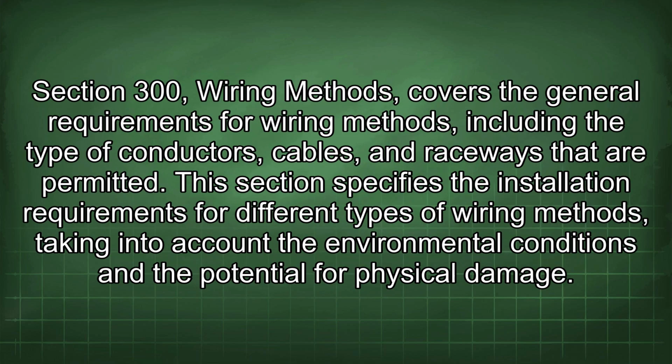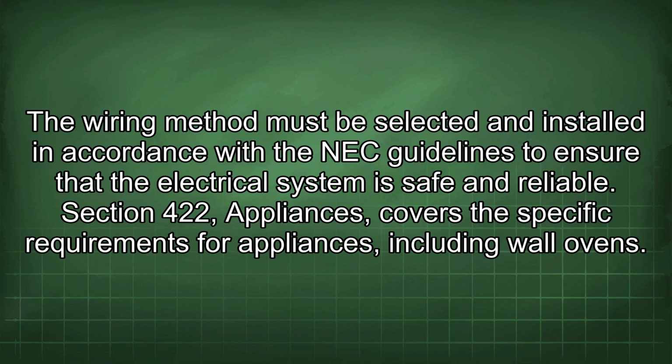Section 300, Wiring Methods, covers the general requirements for wiring methods, including the type of conductors, cables, and raceways that are permitted. This section specifies the installation requirements for different types of wiring methods, taking into account the environmental conditions and the potential for physical damage. The wiring method must be selected and installed in accordance with the NEC guidelines to ensure that the electrical system is safe and reliable.